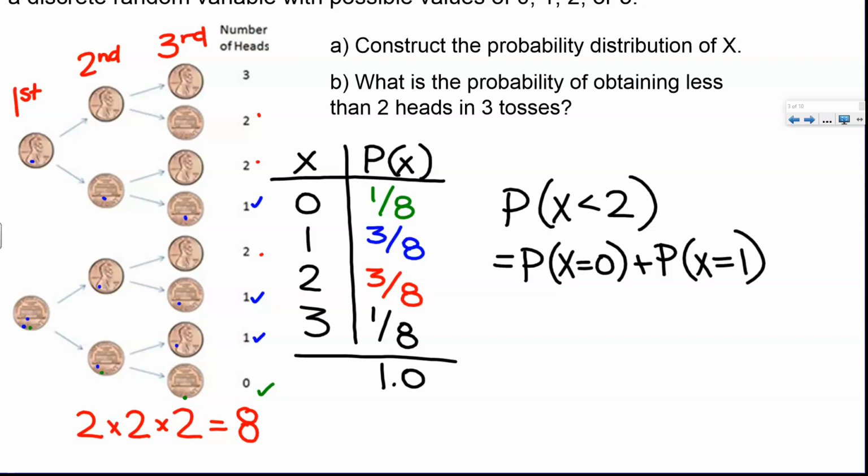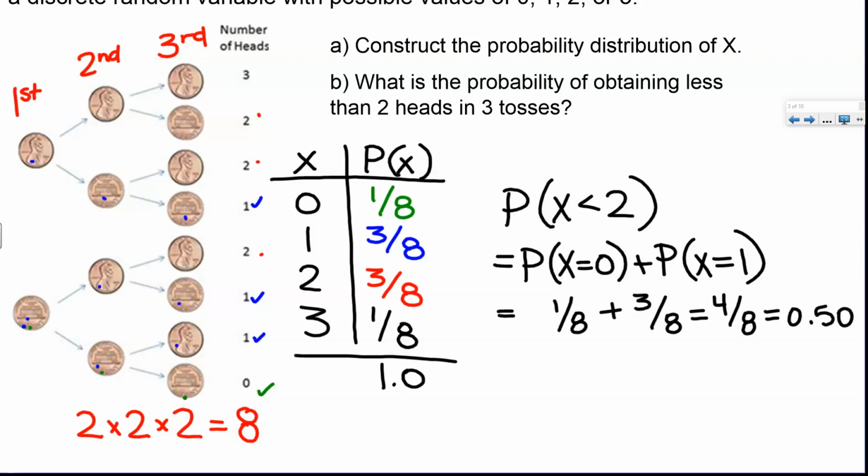Now if it said less than or equal to 2, then we would include 2. This just says less than 2. So we'd just be adding those probabilities together. So 1 out of 8 plus 3 out of 8 gives us 4 out of 8, which is 50%. So there's a 50% chance we would get less than 2 heads in 3 tosses. And there's a 50% chance we would get 2 or more heads, that we would get 2 or 3.